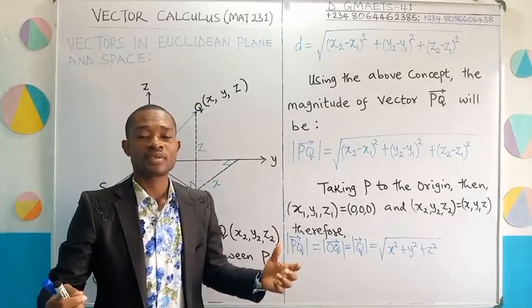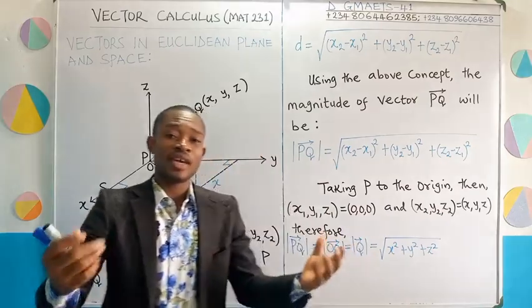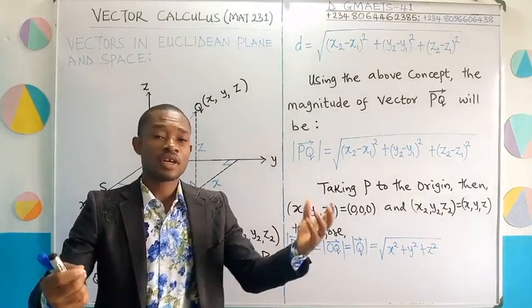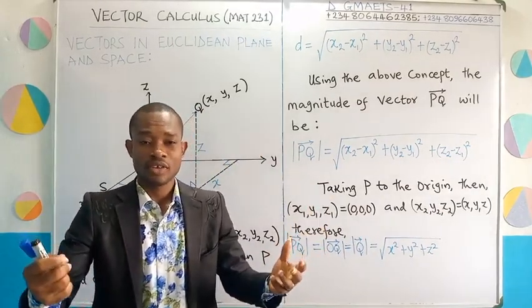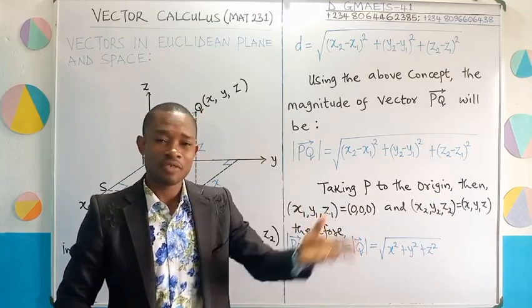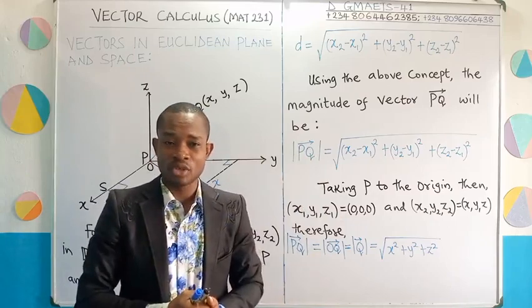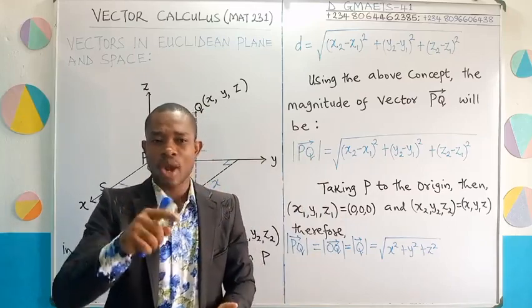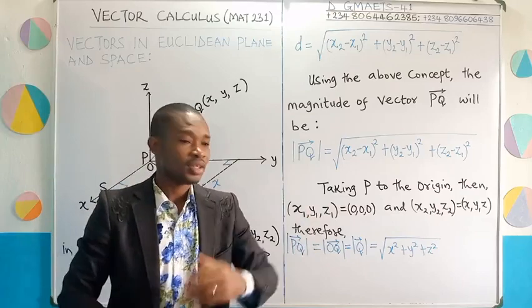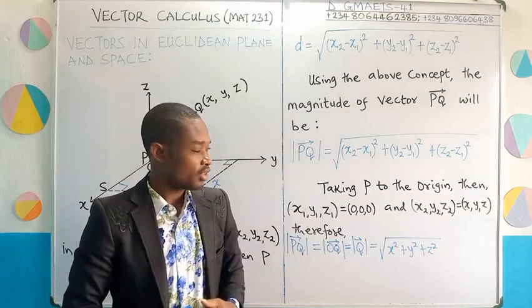So just think about a situation whereby I come to you and tell you that vector A has coordinates 3, 1, 4. Find the magnitude of vector A. It's simply the square root of the sum of the squares of the numbers that I gave to you, which is the square root of 3 squared plus 1 squared plus 4 squared. Simplify it and you get your answer. That's the magnitude of the given vector.